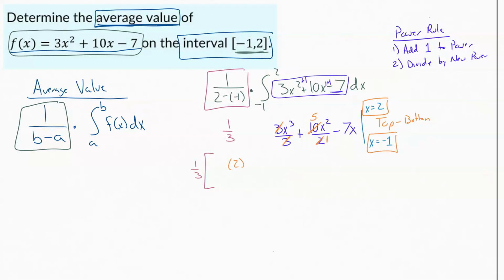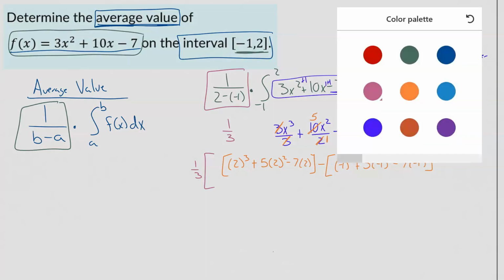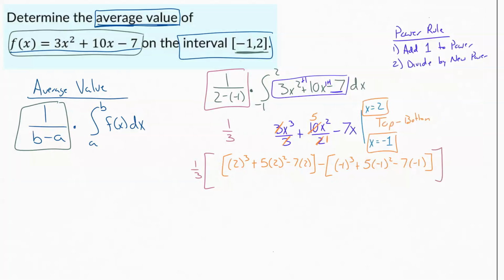So then 2 to the third plus 5 times 2 squared minus 7 times 2. The top value minus, and then plugging in the bottom value for x everywhere, we would get negative 1 to the third plus 5 times negative 1 squared minus 7 times negative 1. And then all of that stuff, whatever we get out of there, we're going to multiply that by 1/3, and that's going to give us out our answer.